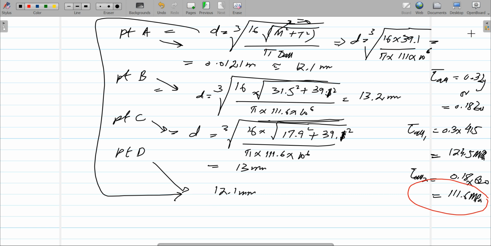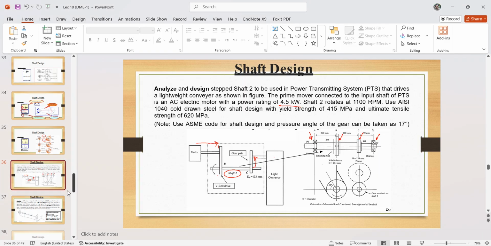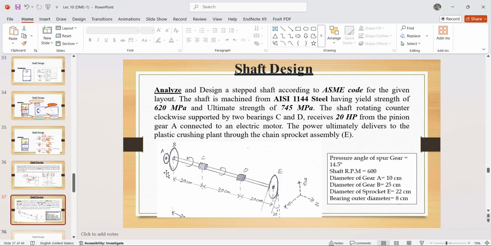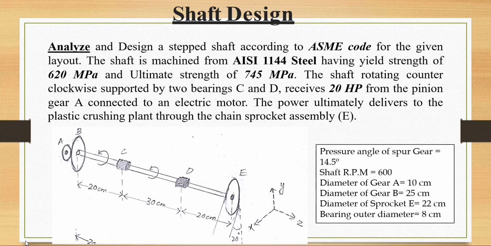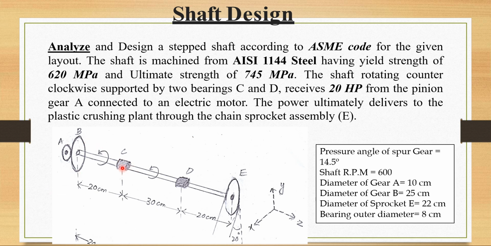These notes will be provided to you along with this video lecture. But going back to the slides, we have another problem for which I will try to upload the solution. If you look at this problem, we have two bearings here, C and D, and we have a pulley chain sprocket here, and we have a gear. Now this gear is horizontal.